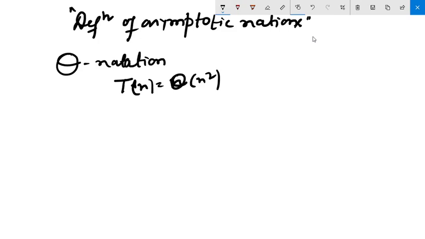Okay, so this theta is not a single thing. It has to be represented in terms of some function. That is also another catch. So you cannot say only theta. Theta has to be represented in terms of other functions. So it's a game of functions only.